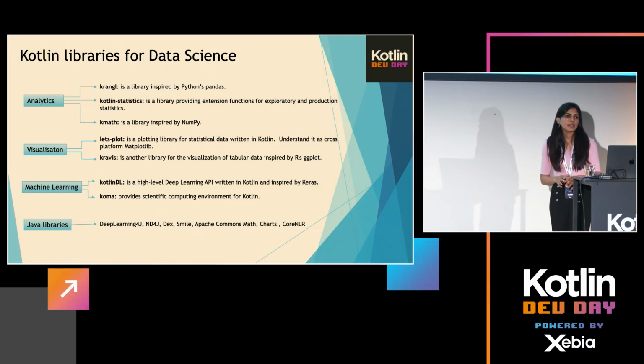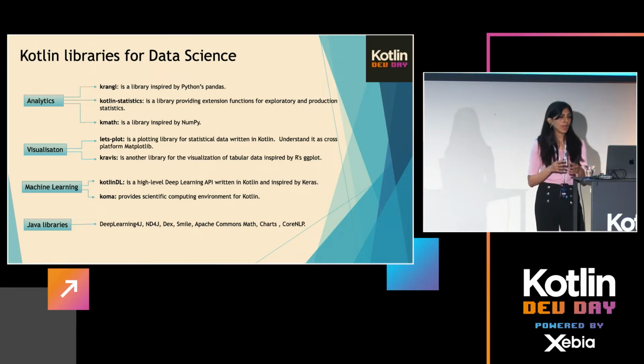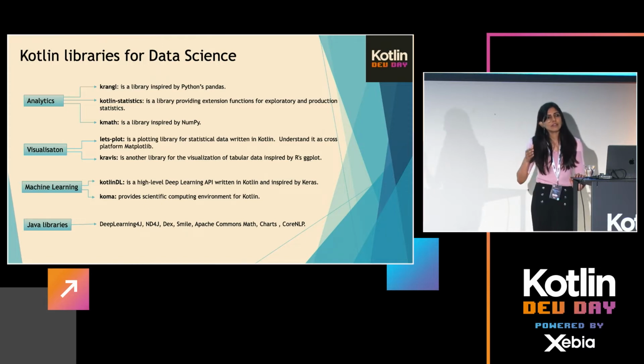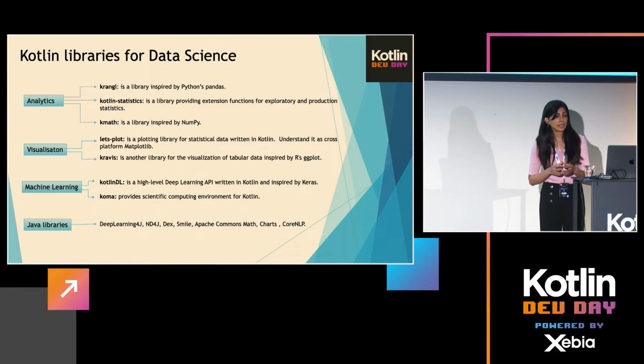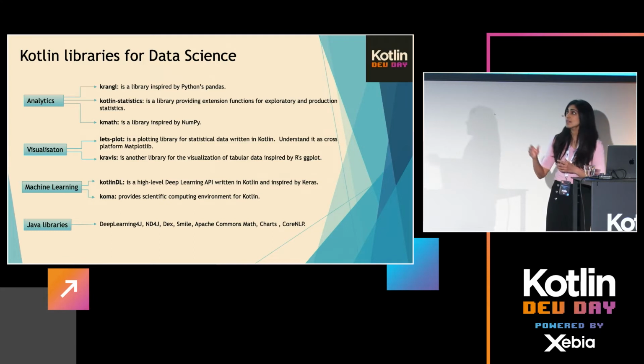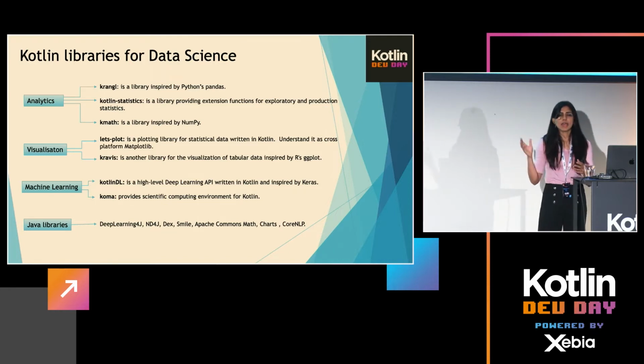Speaking about analytics and data wrangling, these are some of the libraries I found really useful: Krangle, Kotlin Statistics, and KMath. For visualization, Lets-Plot and Kravis. If you have used R before, you're going to find it very similar to ggplot. And when we talk about machine learning, Kotlin has its own deep learning library, KotlinDL, and its own scientific computing environment called KMath. As previously discussed, Kotlin can, of course, leverage the Java ecosystem of libraries such as Deeplearning4j, CoreNLP, Smile, and many more.